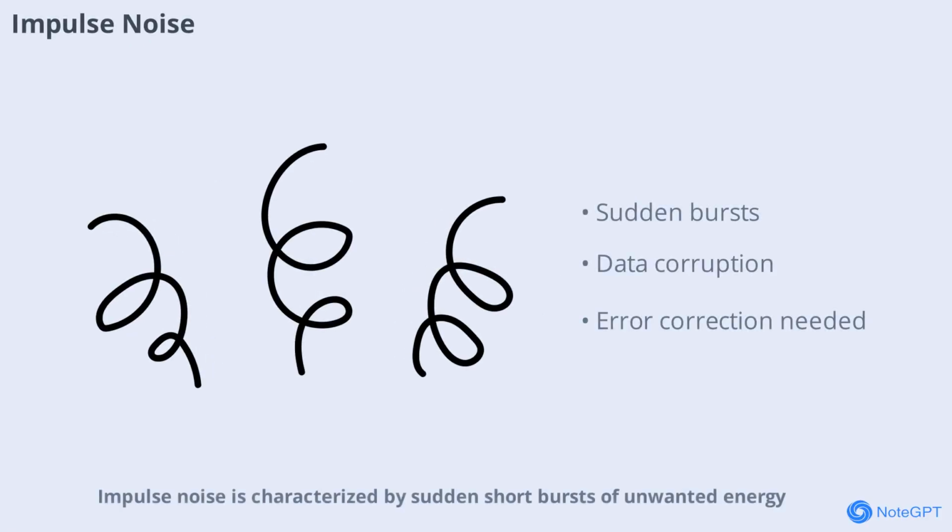Pulse noise is characterized by sudden, short bursts of unwanted energy. It can be caused by electrical switches, lightning, or other abrupt changes in the environment. Impulse noise is particularly disruptive because it can corrupt entire blocks of data or cause momentary loss of signal. Communication systems often use error correction techniques to recover from the effects of impulse noise.